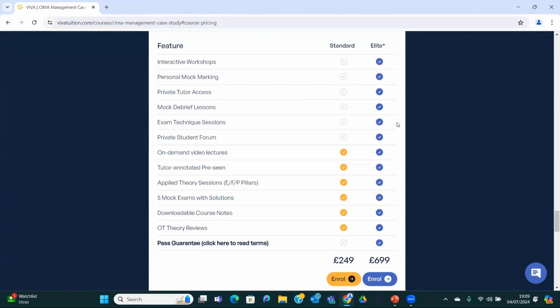Finally, the other really big benefit of the elite course is that when you do a mock exam, you can submit it and you will get it marked. Now, the marking is super because it's not just a mark, but you get feedback as to how you could improve your answers, where your exam technique might not be quite right, where you need to improve. So elite course option there as well. It is more expensive.